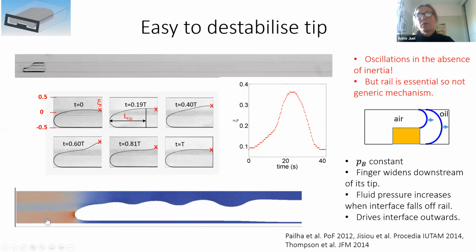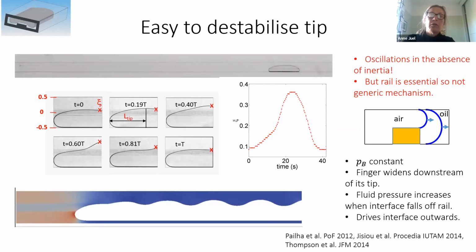So these are neat mechanisms in a sense, because they're oscillations in the absence of any inertia. It's really just an effect of confinement. But in this case, and I'm not going to detail that because I'm running out of time, the rail is essential, because it's a generic mechanism by which the finger falls over the rail and advects this tip instability.